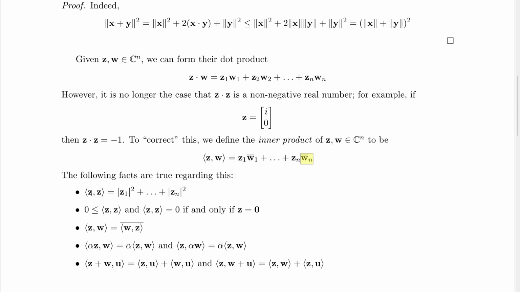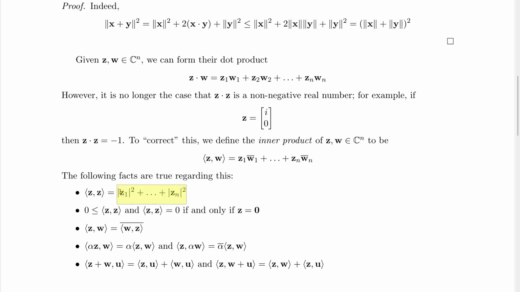Okay, so first off, inner producting an element with itself indeed gives you a non-negative real number that only hits 0 if you have the 0 vector, and that comes from the fact that if you inner product an element with itself, you'll get the sum of the modulus squared. And again, that's coming from the fact that a complex number times its conjugate gives you its modulus squared. So the non-negative quantity, the positive definiteness, if you will, of the dot product now carries over to the inner product.